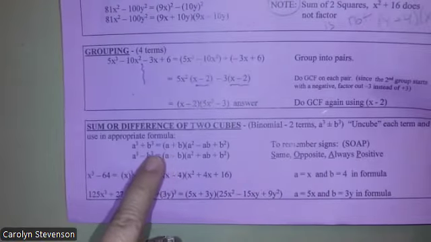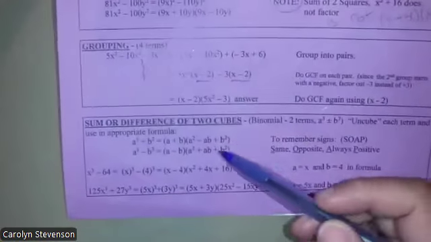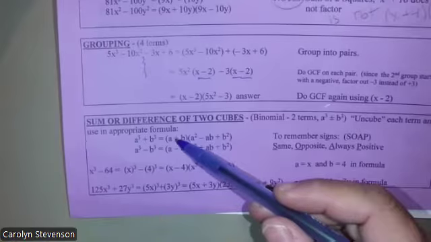The formulas are the same in terms of the variables. And I just talked about, to remember the signs, it's called SOAP. Same, opposite, always positive. So your first factor is the same sign as the original. The next sign over here in your trinomial is the opposite of the original. The last sign's always positive.